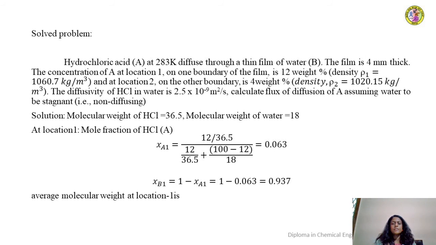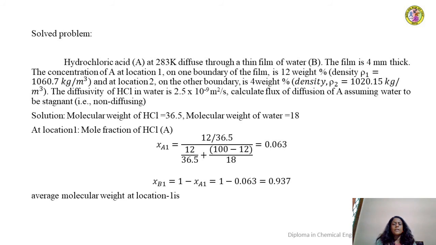Now let us use the equations derived to solve a typical problem where steady state diffusion occurs in case of liquids. So let us read the question first.